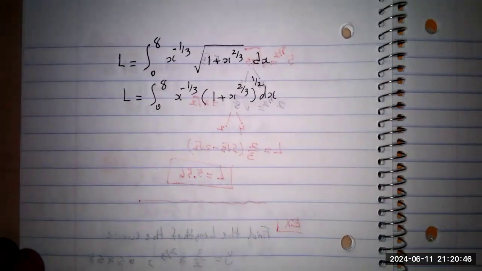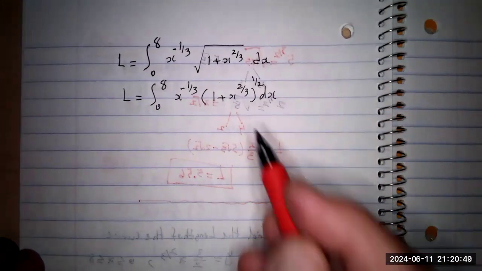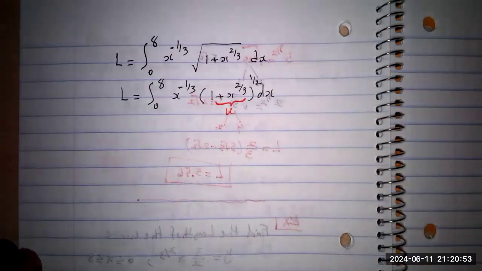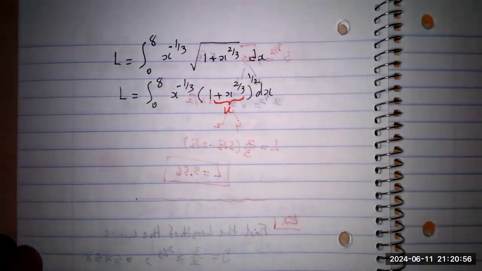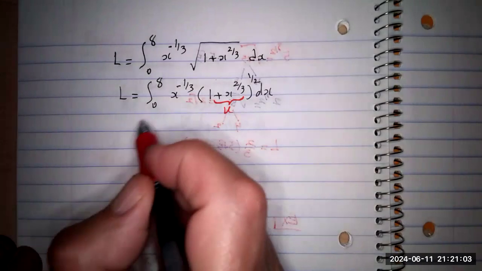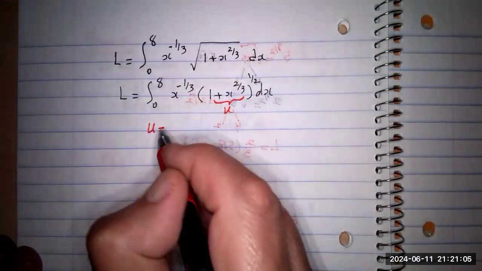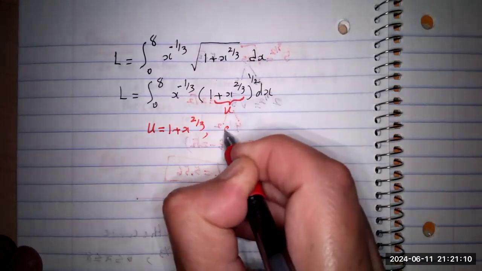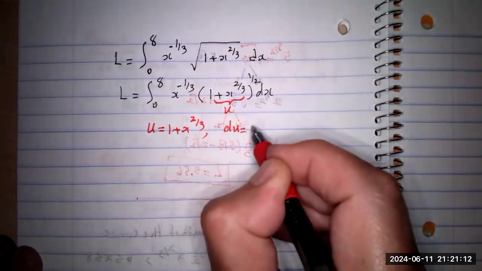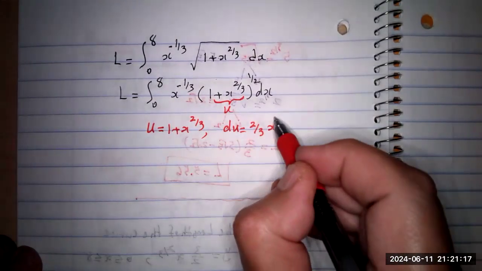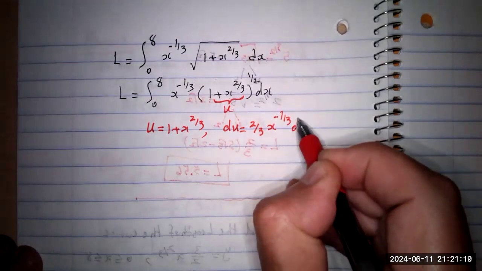Then you are going to do the u substitution. You take this one to be u, and then you can find its du. You can do it with a shortcut, but I'm going to do it in general form so that you can see it. So the u substitution: I take u to be equal to 1 plus x to the 2/3. Then du is going to be 2/3 x to the 2/3 minus 1, and 2/3 minus 1 would be negative 1/3, dx.